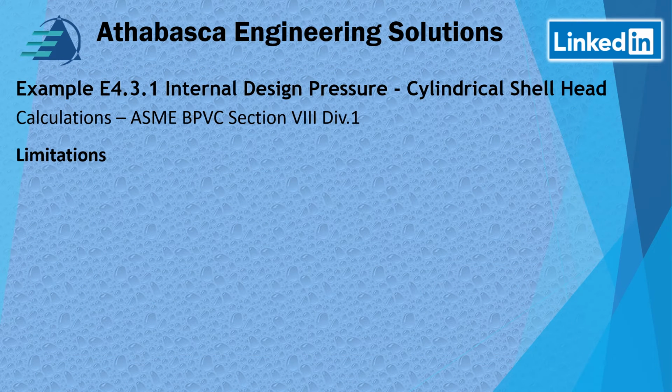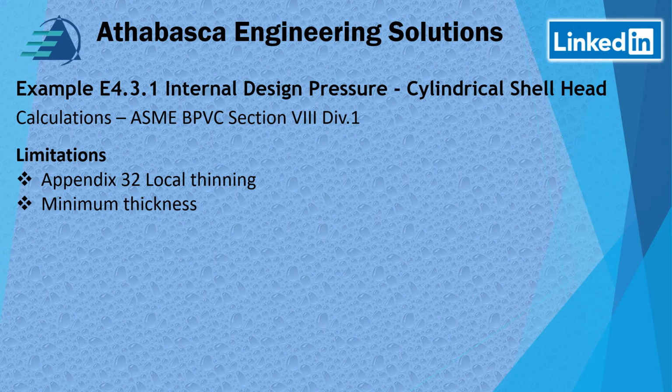So let's continue here. What are the limitations? Well, there's an Appendix 32 called local thinning that you have to be aware of. The fabricator has to make sure that they meet those requirements when they're forming. And there's also a minimum thickness, depending on your material. You can't make it the thickness of a pop can. The code won't allow you to because of scratching and so on. It has to be somewhat robust.